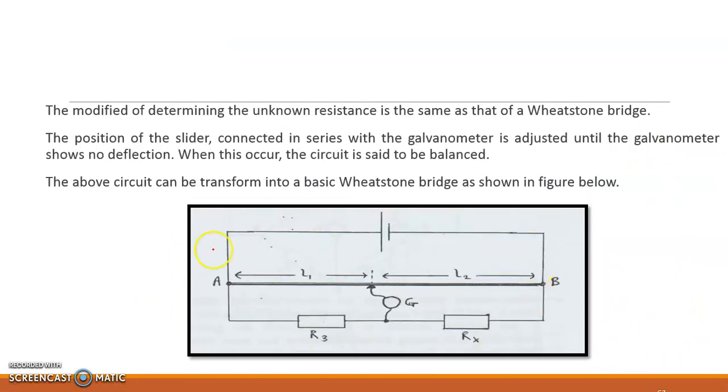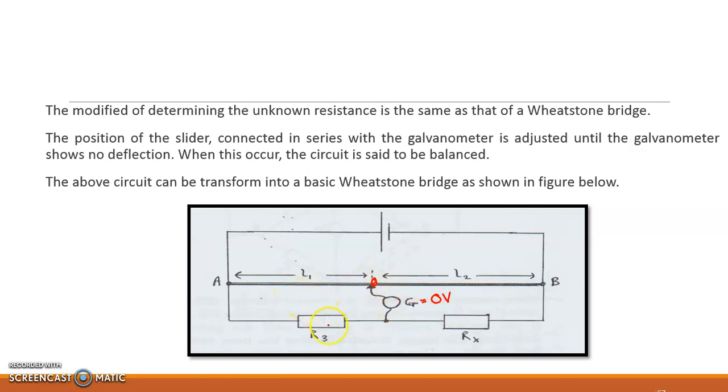Okay, let's see another diagram. So, we have a resistor R3, Rx, and this slide wire bridge. This wire has L1 and L2. It means, when we move the slider here, at this point, when the slider is here, the galvanometer will show 0 volt. So that the bridge is balanced, or the circuit is balanced.